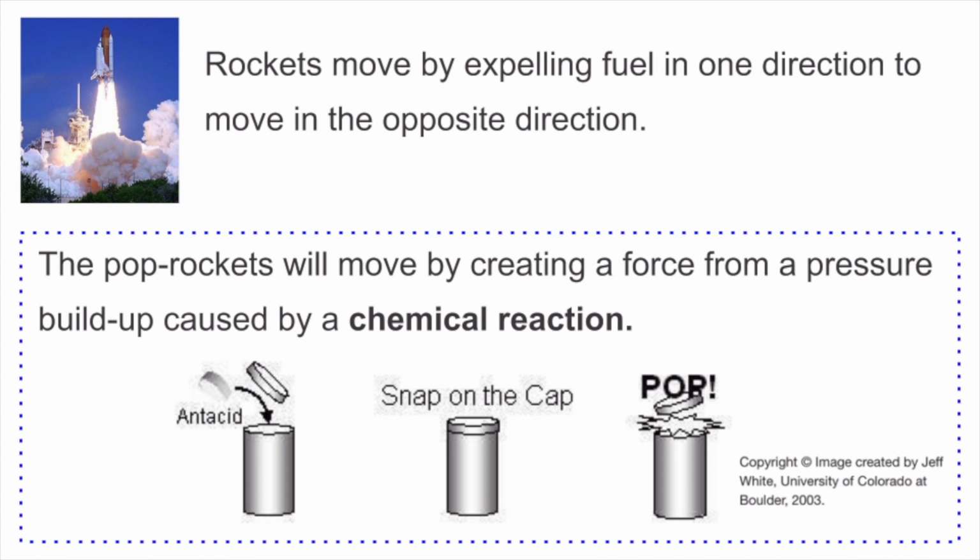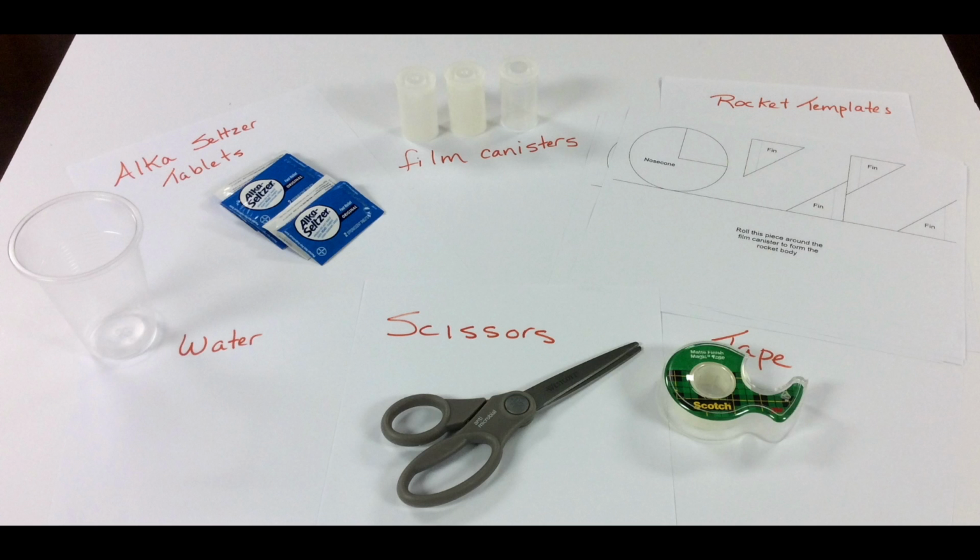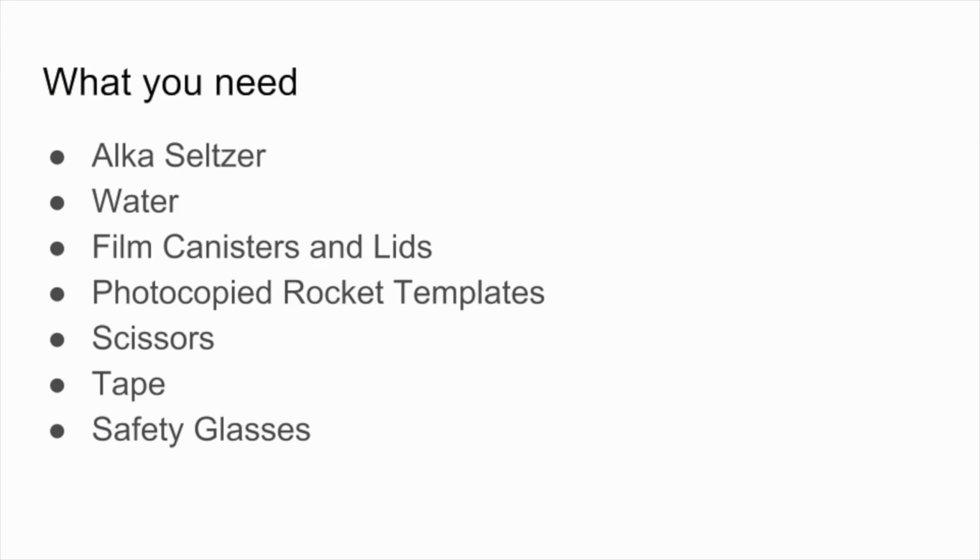When this reaction occurs in a closed container, such as a film canister, the gas pressure builds up and the lid pops off. The faster the gas pressure builds up, the shorter the amount of time it takes for the lid to pop. In this activity, learners will conduct experiments to figure out which temperature of water yields the fastest reaction time. The materials needed for this activity include Alka-Seltzer, water, film canisters and their lids, photocopied rocket templates that are provided, scissors, tape, and safety glasses.